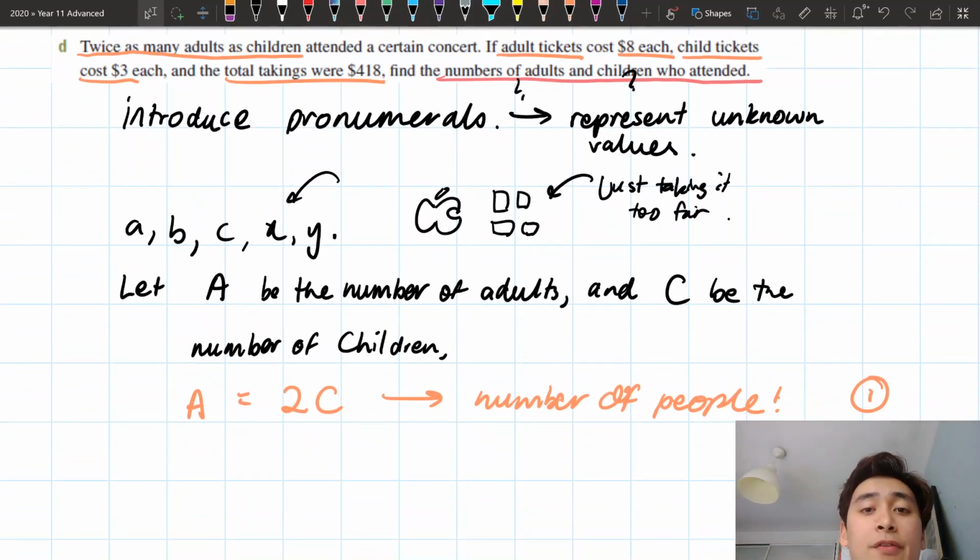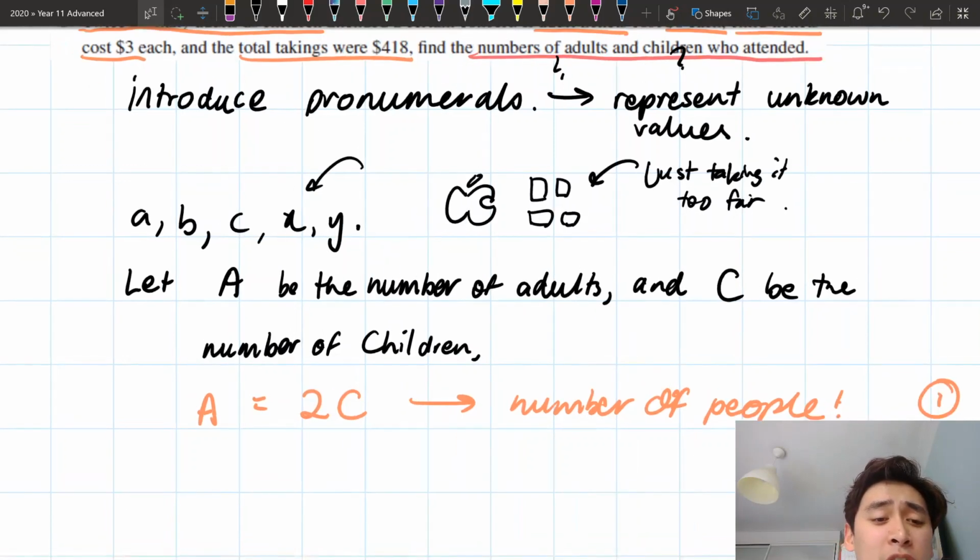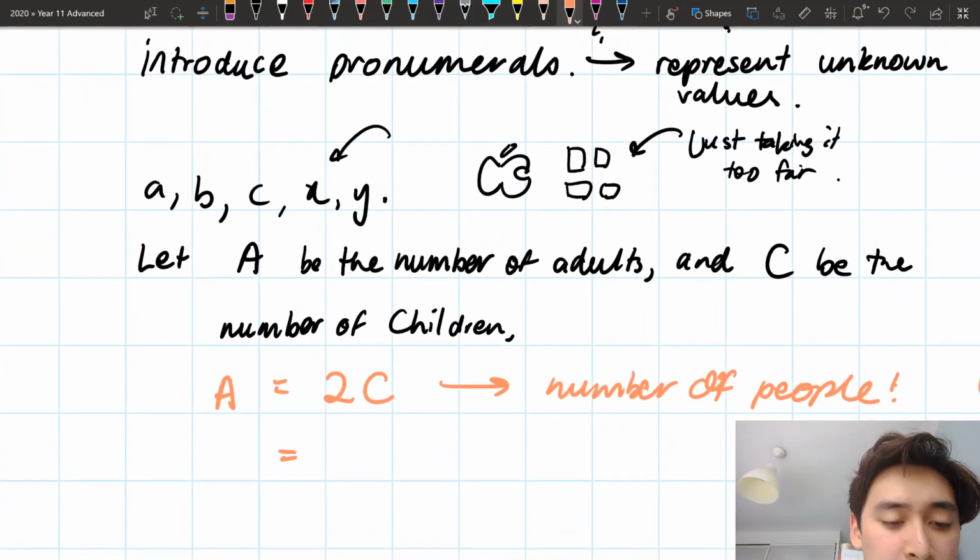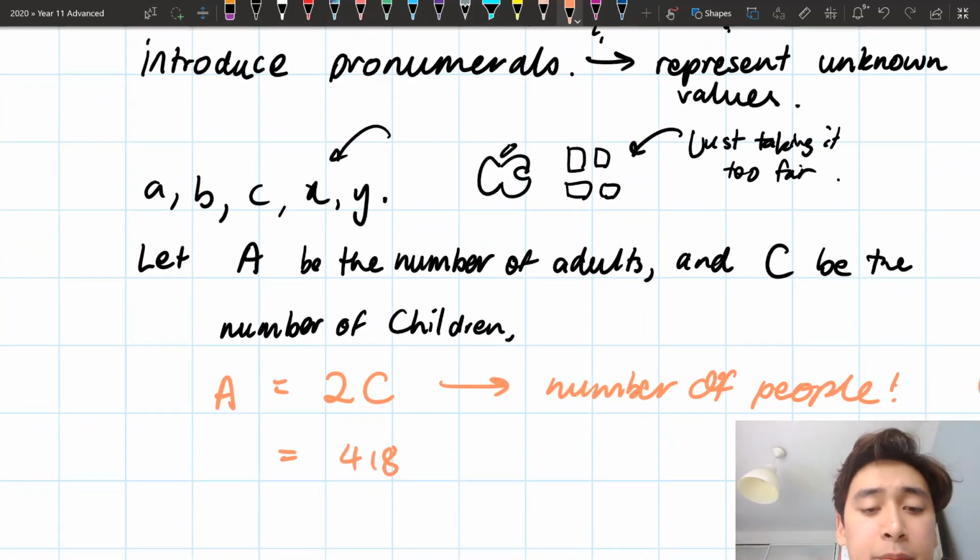What's the other piece of information? If adult tickets cost $8 each and child tickets cost $3 each and the total takings were $418. Stop there. I know adult tickets cost me $8, children tickets cost me $3, and the total amount is $418. I can create an equation for that as well. When you add those tickets together, what's the final amount we're going to get? The final amount in this part is going to be equal to $418.